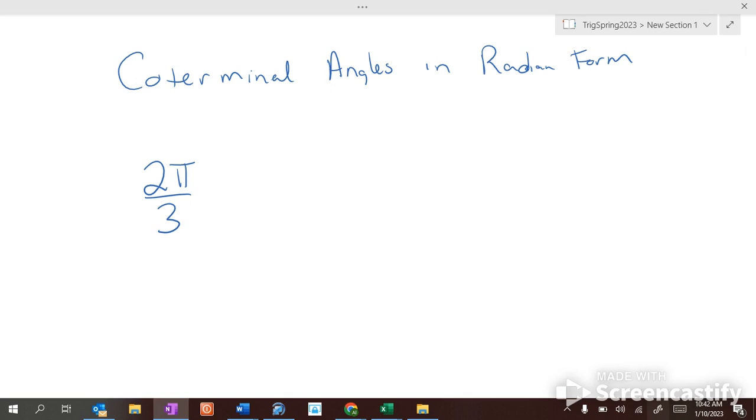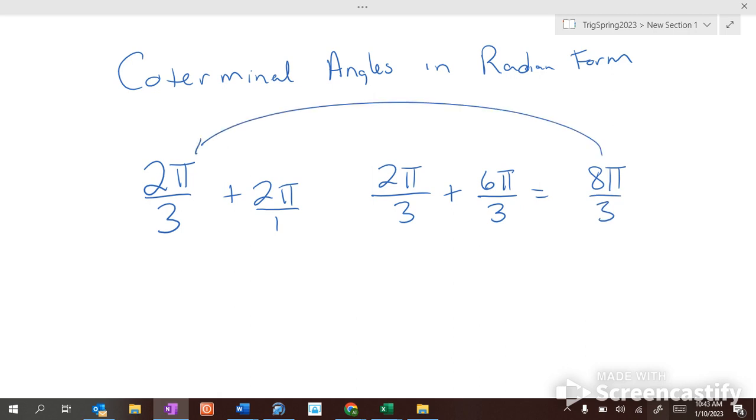Well, if you think back to the first section, coterminal angles are how many degrees apart? 360. So in radians, 360 degrees is how many radians? 2 pi apart. So we're going to add 2 pi to this. But we can't just add 2 pi. We're not going to get 4 pi over 3. That's not right. To add, we need a common denominator. 2 pi over 1 is the same as what over 3? 6 pi over 3. So 8 pi over 3 is coterminal with 2 pi over 3.